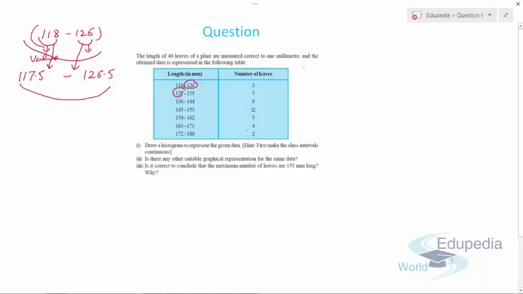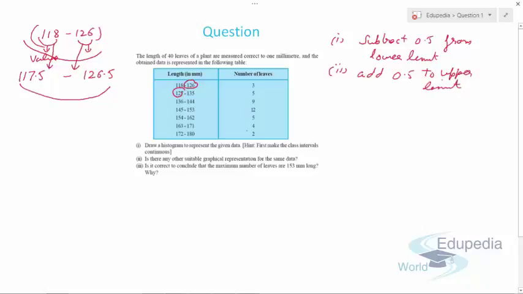So the rule to make the data continuous: the first rule is you need to subtract 0.5 from the lower limit, and second, we need to add 0.5 to the upper limit, right? So these are the rules. So now let's draw the group frequency distribution data again correctly, to make it continuous.